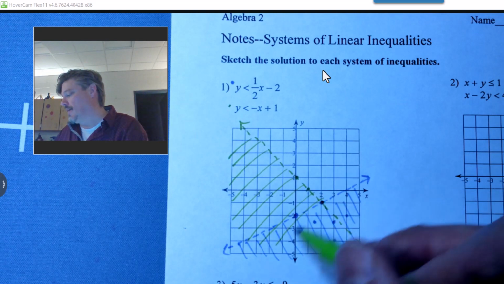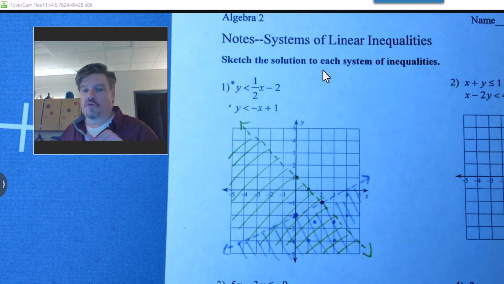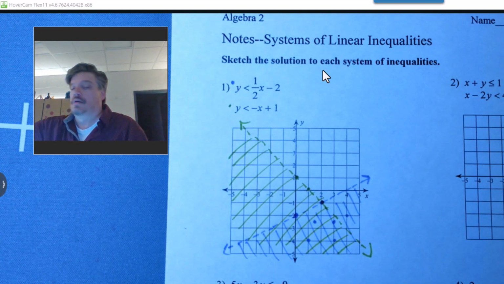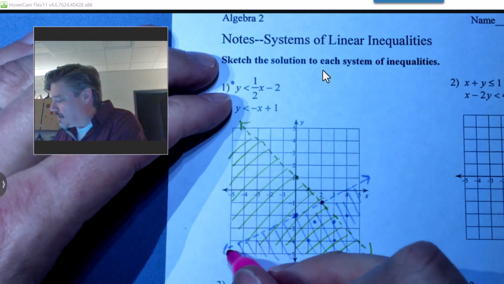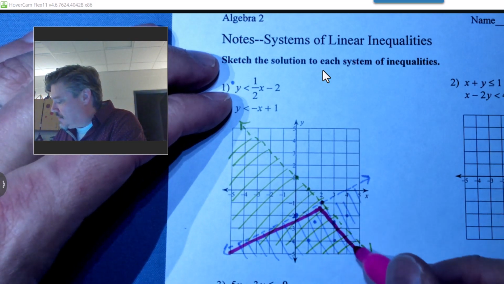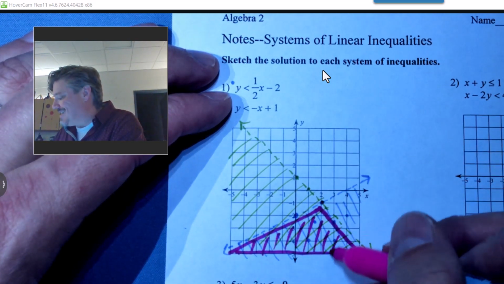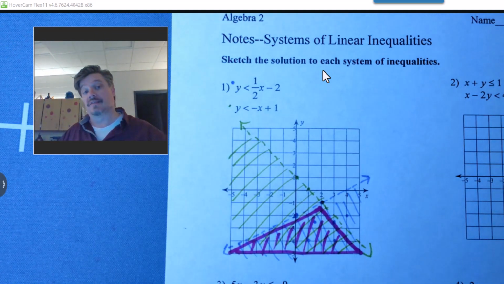Okay, again, look at it like a staircase. And if it's less than, go below. Now, our solution is actually where the two colors overlap. So wherever you see the cross stitching, that is actually your region. This means my entire region here doesn't just satisfy the blue line, it also satisfies the green line.